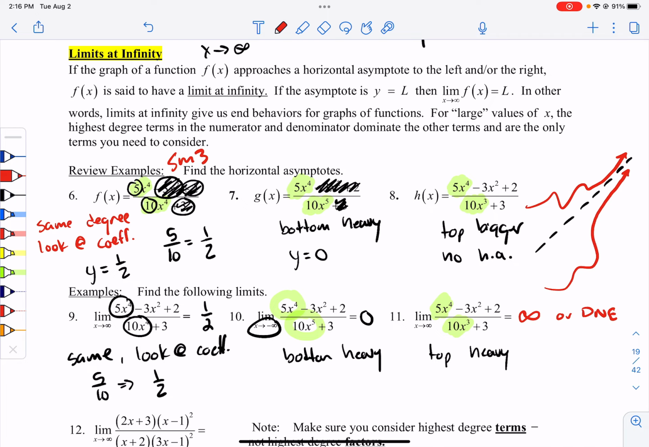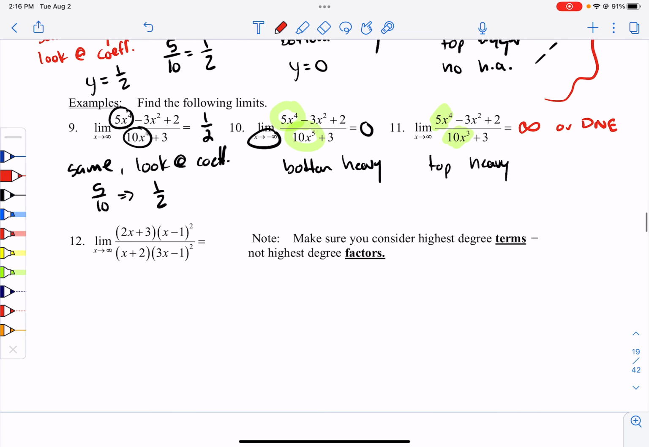Okay, let's look at a couple more. Number 12, as x approaches infinity, and there's all kinds of stuff going on. 2x plus 3 on the top, x minus 1 squared on the top, x plus 2 on the bottom, 3x minus 1 squared on the bottom. All of these things are happening. But I'm looking at what happens when x goes to infinity. So I know that what I care about, remember in these previous problems, we cared about the biggest degree.